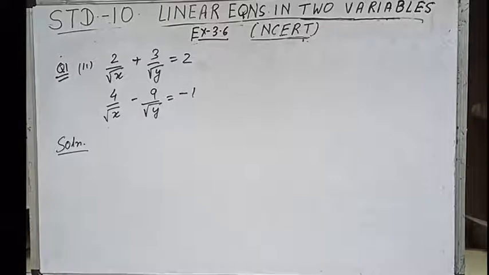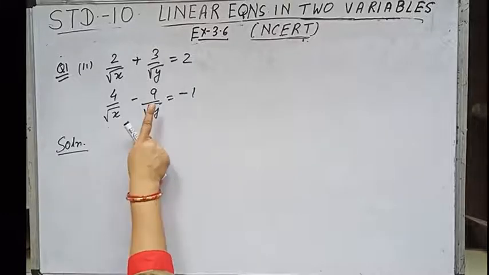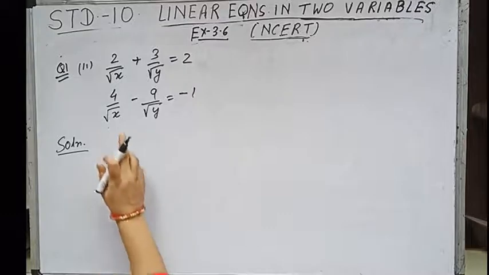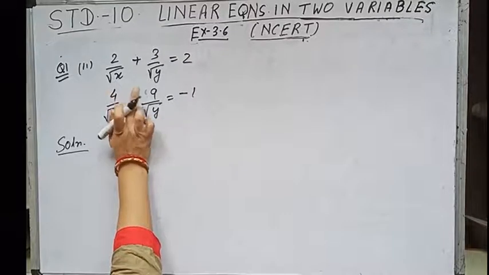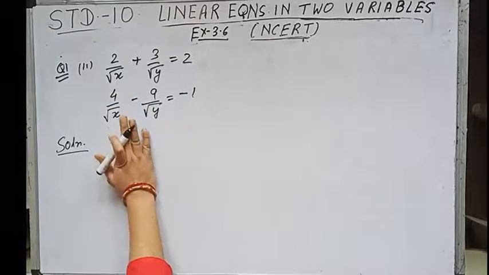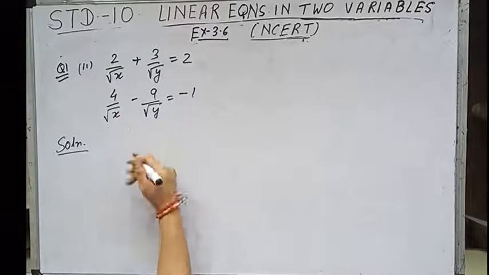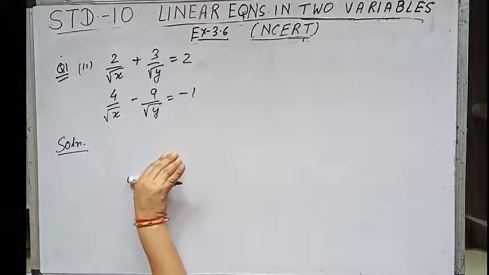So, subpart number 2, question number 1 is 2 by root x plus 3 by root y equals 2 and 4 by root x minus 9 by root y equals minus 1. Similarly over here the variables along with the root are in the denominator. So, we will suppose 1 by root x as some other variable, 1 by root y as some other variable. We will solve, and hence on substitution we will get the values of x and y. So, let us proceed.